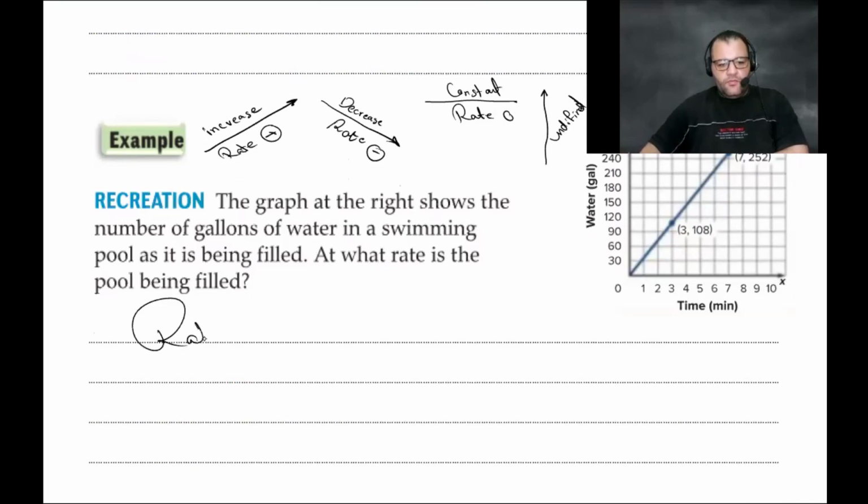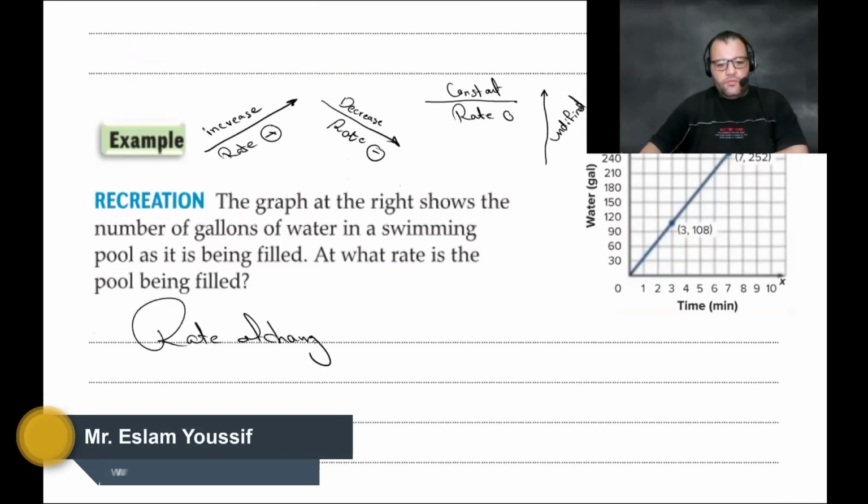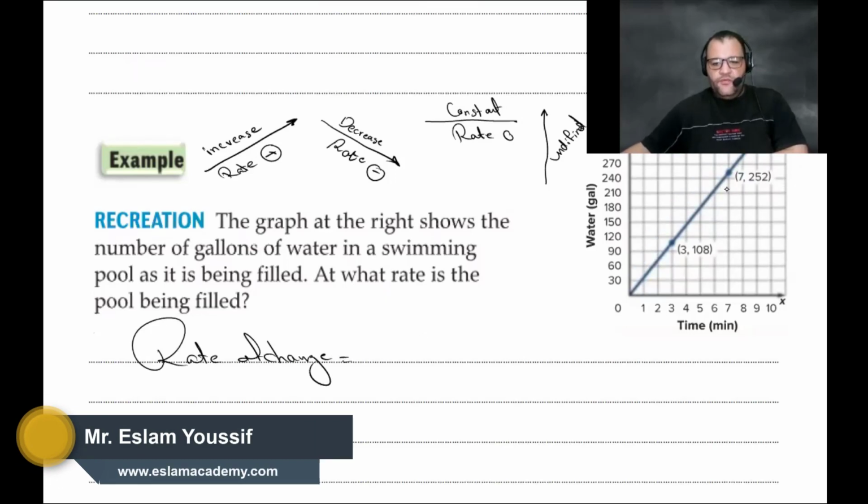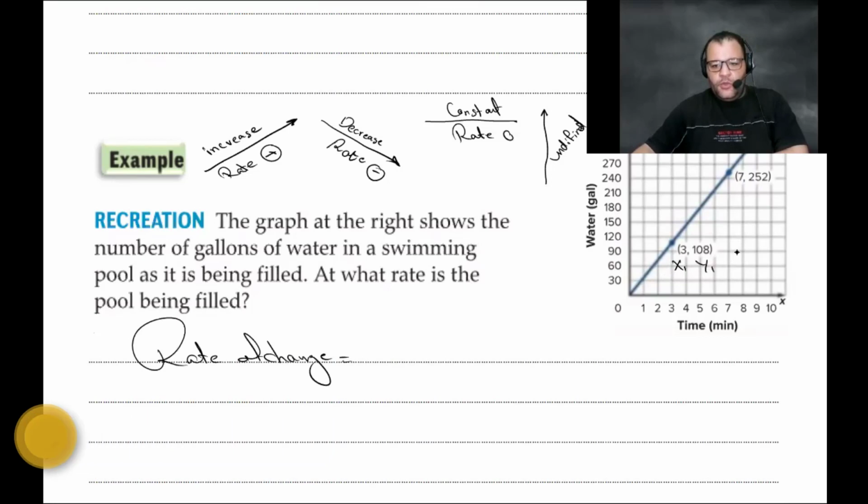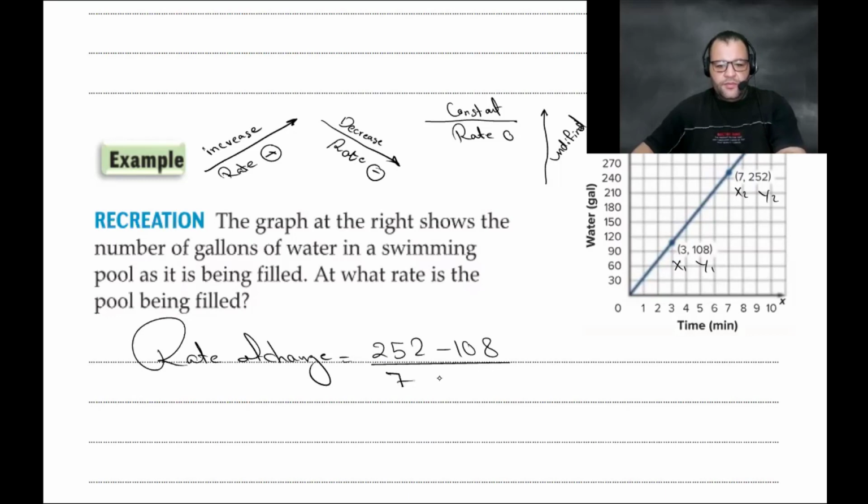So how can we find the rate of change for this one? Rate of change is y2 minus y1 over x2 minus x1, for any two points we have, so x1, y1, x2, y2. You can replace them, by the way. You will find the same answer. So it will be 252 minus 108 divided by 7 minus 3. So what is the answer for this one?